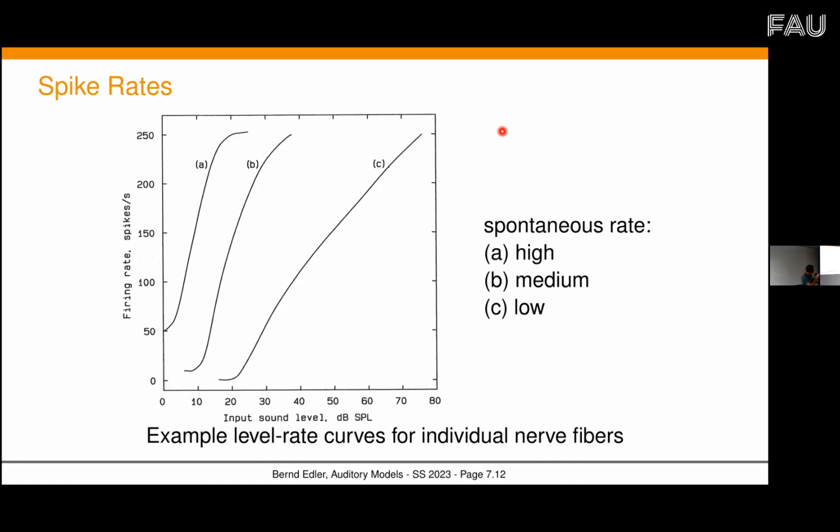They can cover the whole dynamic range, the whole hearing range in terms of sound pressure levels. The high spontaneous rate neurons would cover the low level sounds, and then as the level increases, the others kick in and also produce some increase of firing rate. And so by this, the total firing rate covers the whole sound pressure level range.